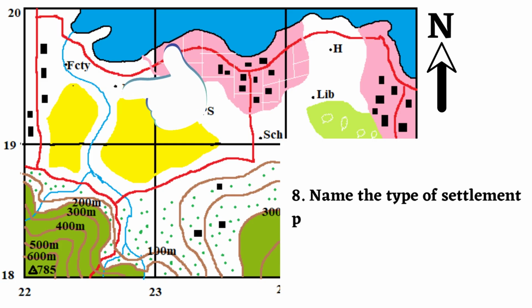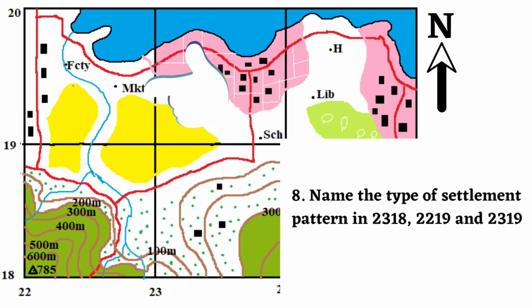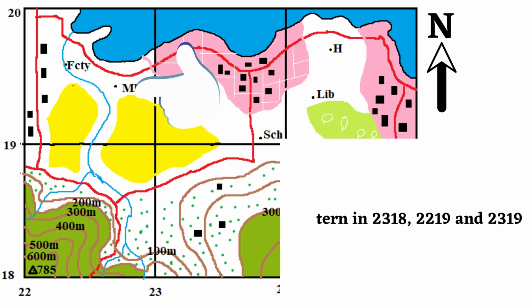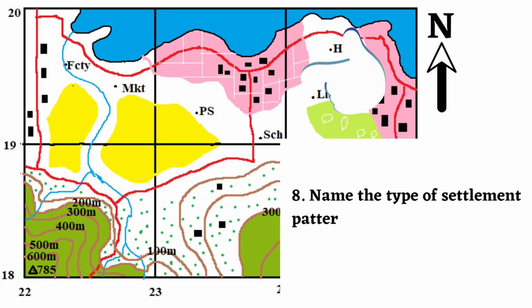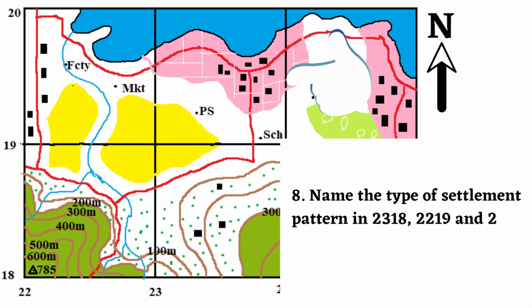In 2219, the buildings are laid out in a line along the road. Thus, we have a linear settlement pattern. And finally, in 2319, the buildings are clustered around a point, and that point in this case is a road junction, and therefore this is a nucleated settlement pattern.